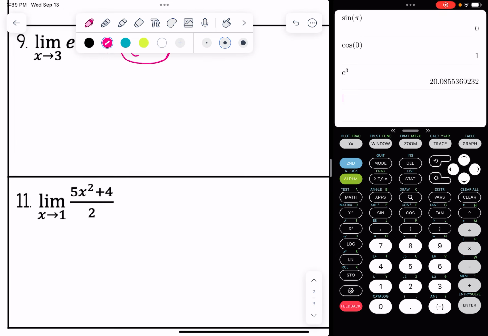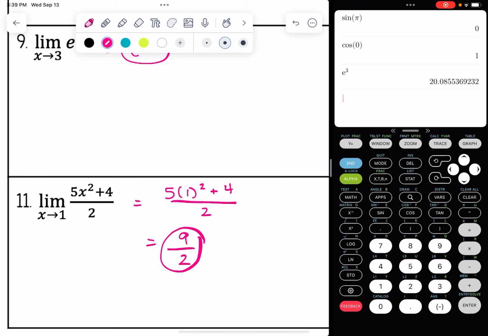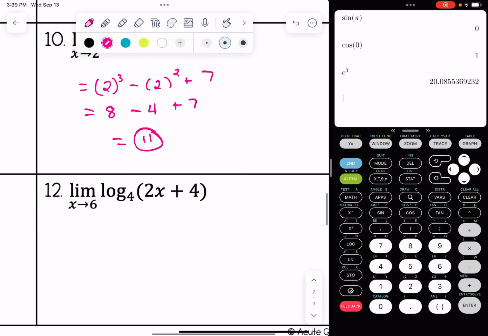All right, number 11, the limit as x approaches 1 of 5x squared plus 4 over 2. We're going to substitute. The numerator is going to give us 5 plus 4, or 9 over 2. And I'm going to leave my answer like that. 4.5 is also acceptable.